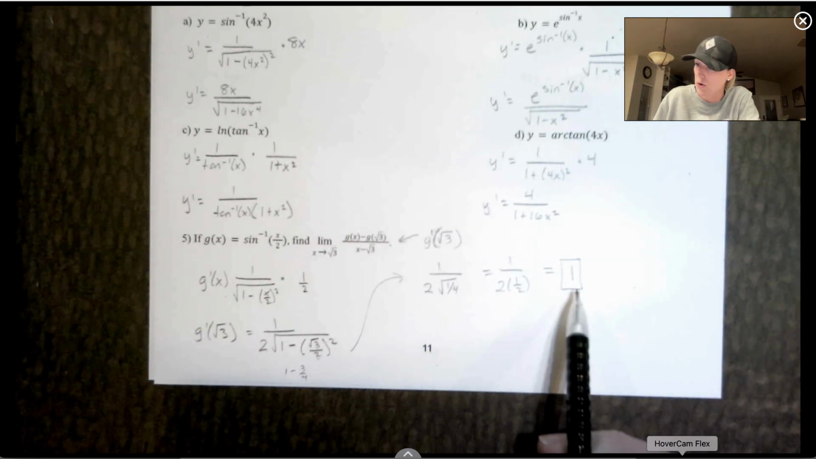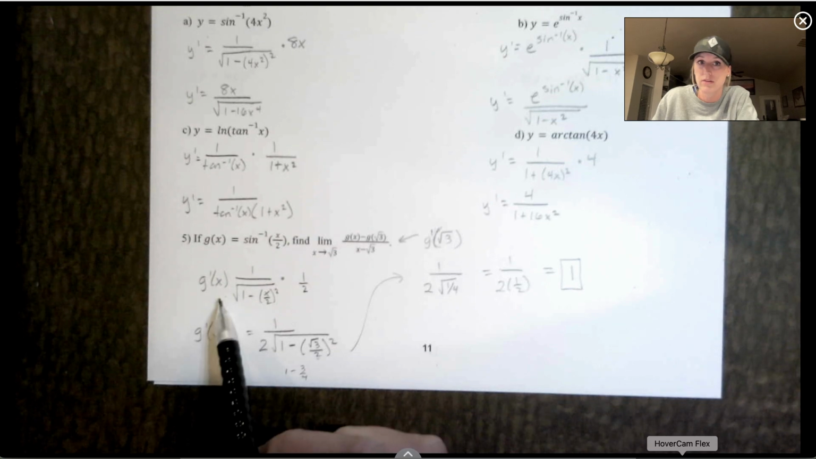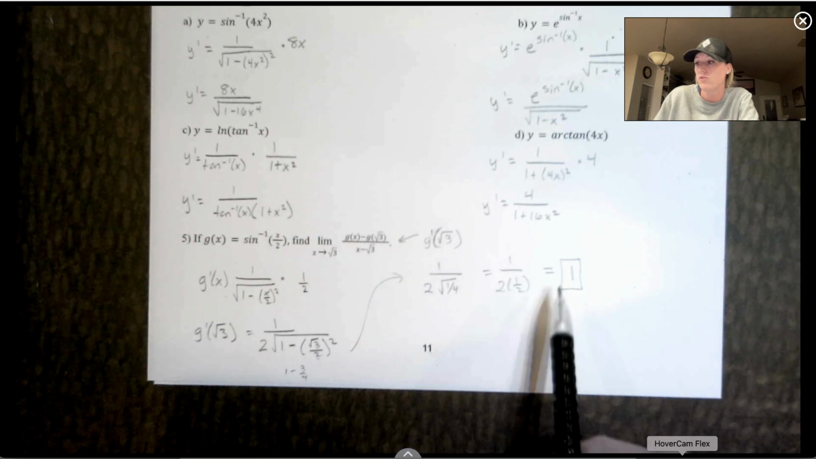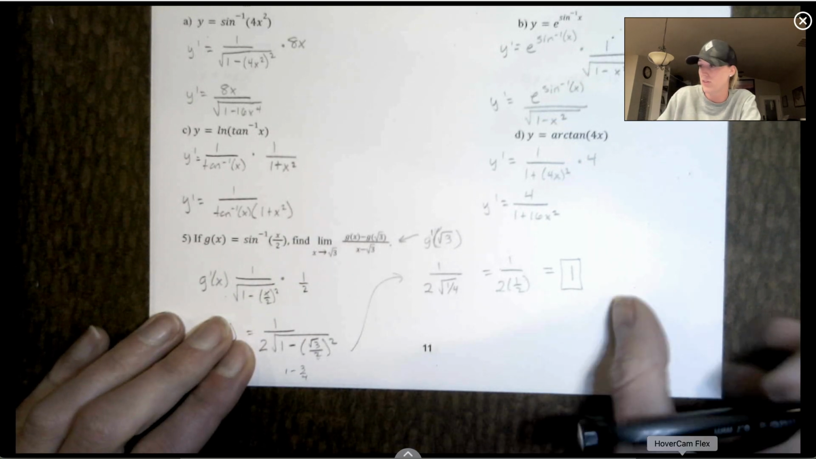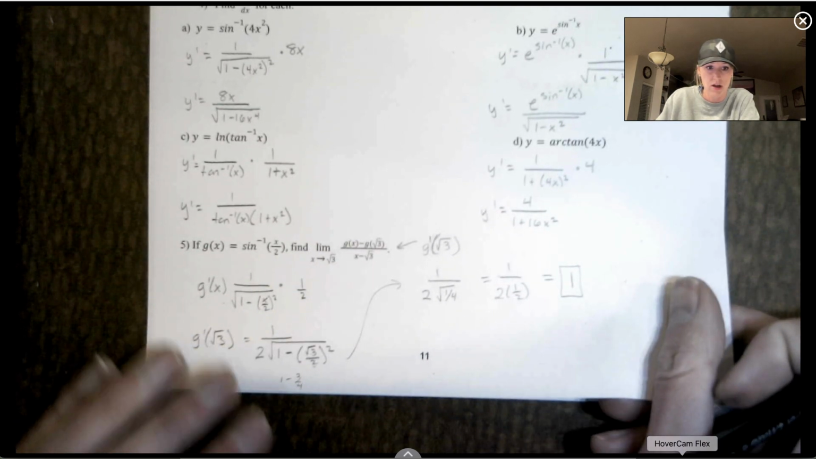All right, so the slope of the tangent line at root 3 is 1, which is exactly what that limit definition means. I think that's all for this video.